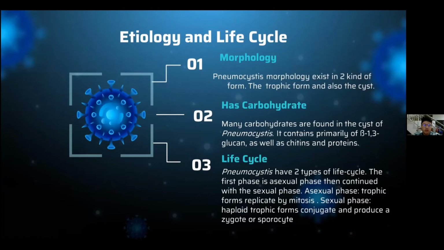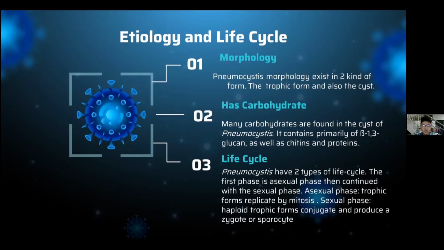So today I'm going to explain about etiology, morphology, and life cycle. Pneumocystis itself was first found by Carlos Chagas in 1906, who reported that it caused pneumonia. The morphology exists in 2 forms. The first is the trophic form, formerly called the trophozoites, and the other is the cyst form, also known as the spore case. There are 2 phases in its life cycle. The first one is the asexual phase, and the second one is the sexual phase.